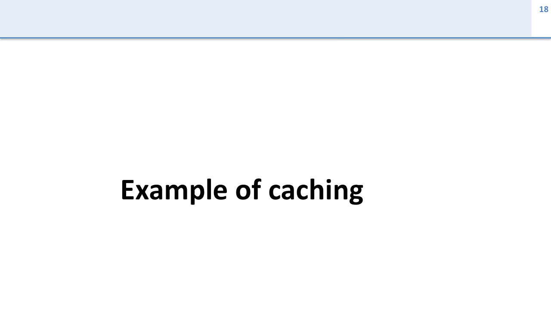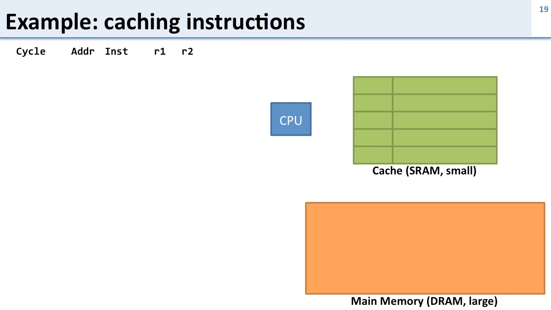So now let's walk through an example of caching. In particular, we're going to look at caching instructions. So here's our setup. We've got a CPU and a small SRAM cache and our large DRAM memory. And we're going to walk through a program.